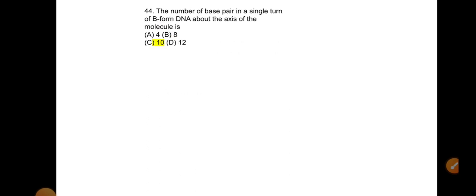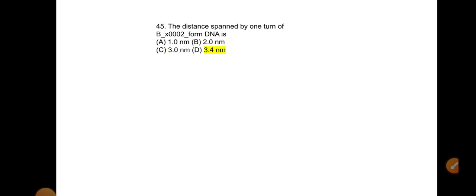44, number of base pairs in a single turn of B DNA helix is 10. Again, remember A, B, Z DNA, the differences in them. 45, the distance spanned by one turn of B form of DNA is 3.4 nanometers.